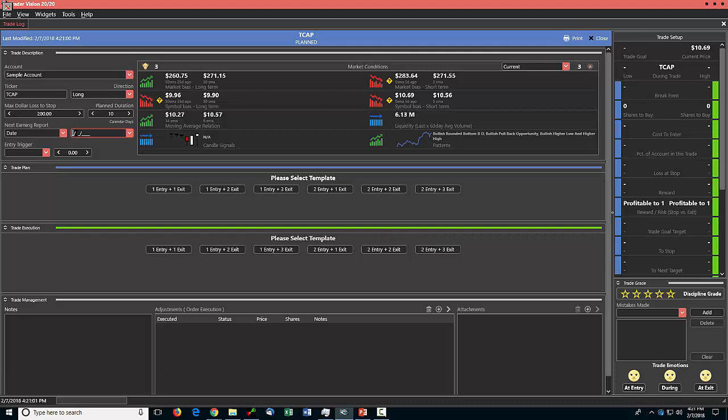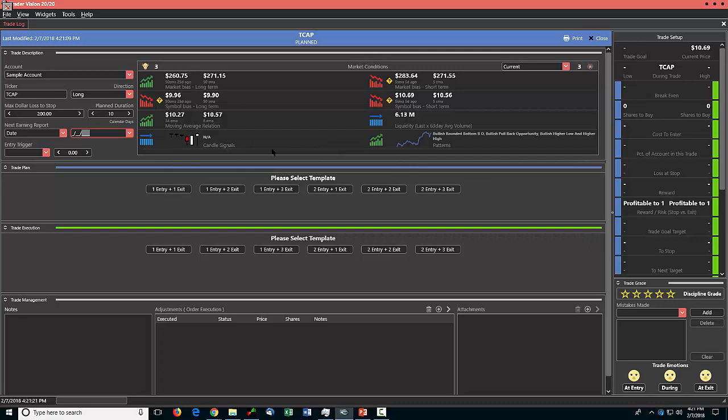Why is it not taking this? Lovely. Great. My display is screwed up as well. Interesting. Well, at least we got today's candles.